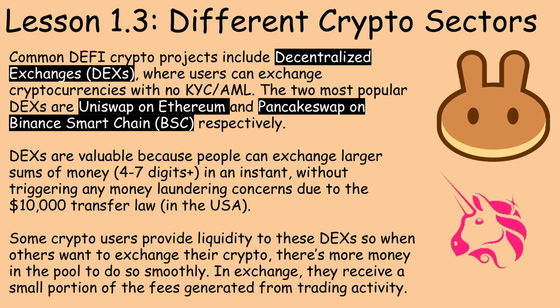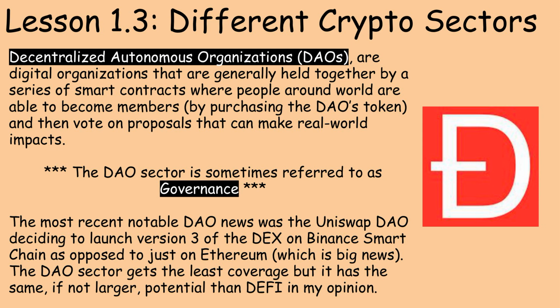supplying liquidity in. So decentralized autonomous organizations, or DAOs, are digital organizations that are generally held together by a series of smart contracts where people around the world are able to become members by purchasing the DAO's token and then vote on proposals that can make real world impacts. So, an asterisk, the DAO sector is sometimes referred to as the governance sector or just governance. So you'll hear those interchangeably.